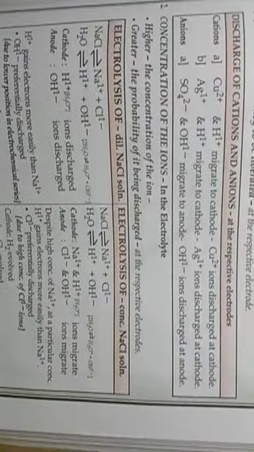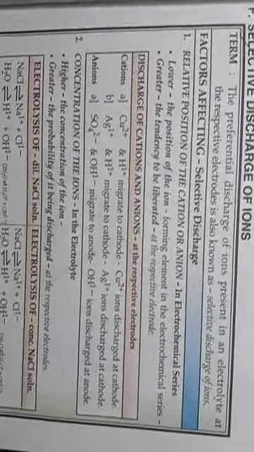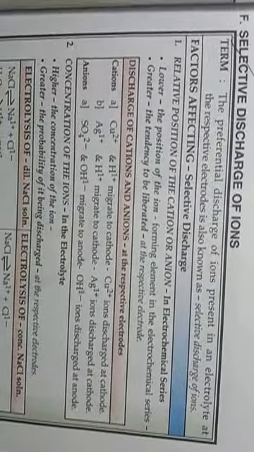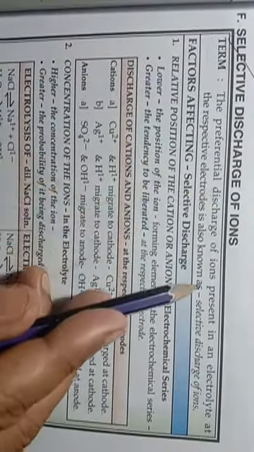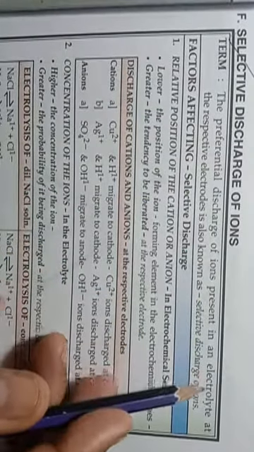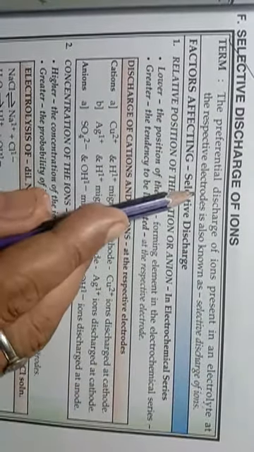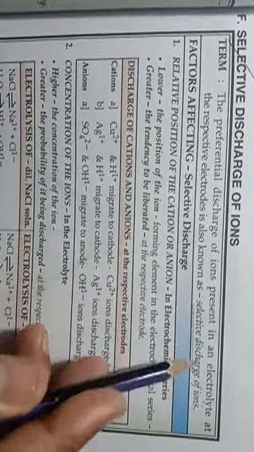The next page, selective discharge of ions. The preferential discharge of ions present in an electrolyte at the respective electrodes is also known as selective discharge.